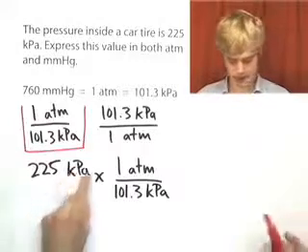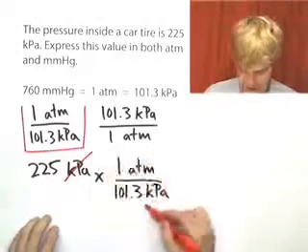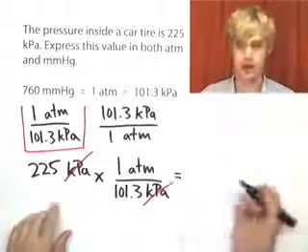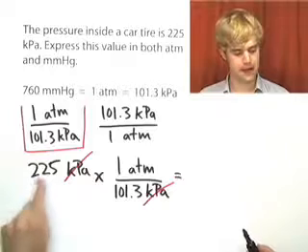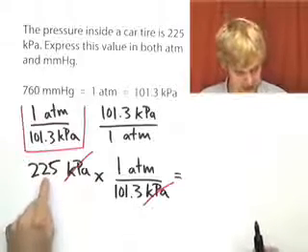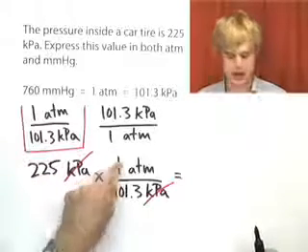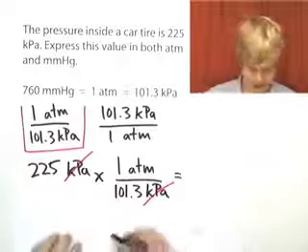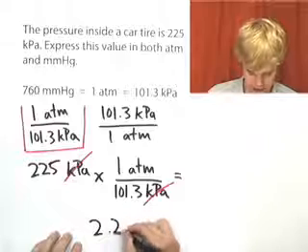Since kPa is on the top here and on the bottom here, these guys are going to cancel out, and we're going to go through and do our math. Remember, the final math is going to be this times this divided by this. And my final answer is going to be 2.22.